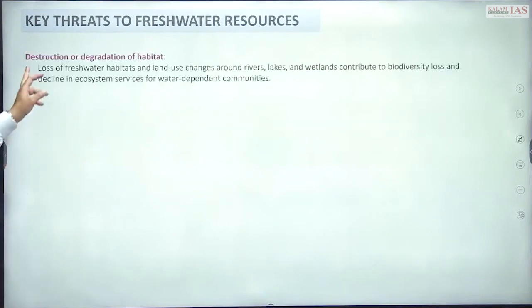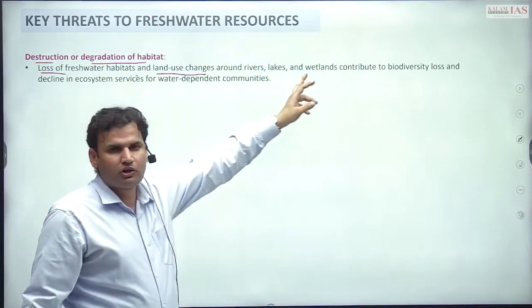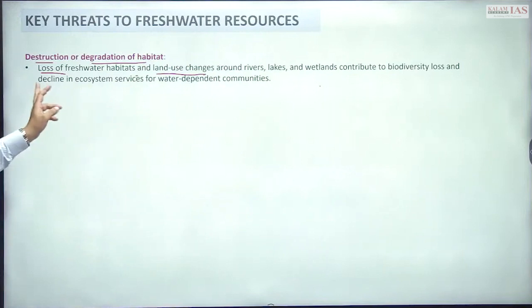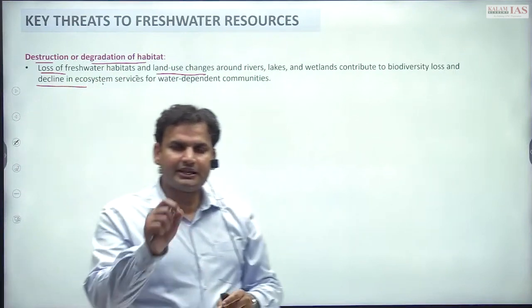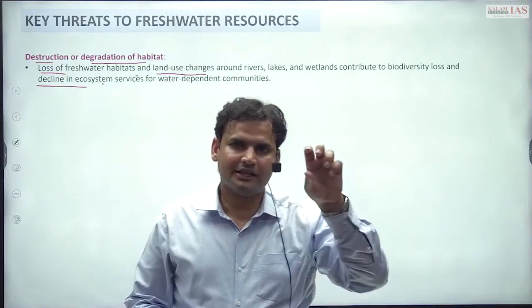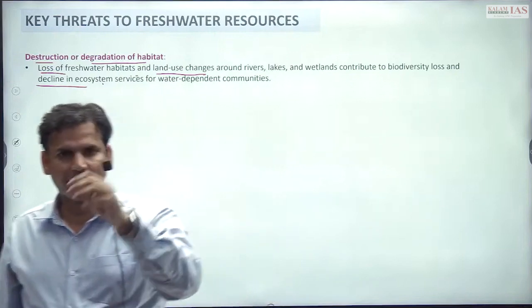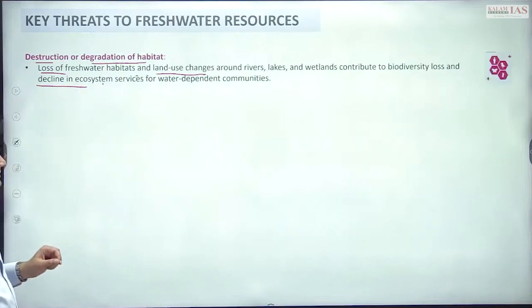Other threats include destruction or degradation of the habitat, right? Just now we had talked about this loss of freshwater habitats and land use changes around the water bodies. They can contribute to the biodiversity loss, and they can cause decline in the ecosystem services. When we read environment ecology, at its starting there are certain ecosystem services. Ecosystem services can be regulating, right? They can be provisional, they can be cultural, etc. In 2013, this same question was asked in prelims, right?